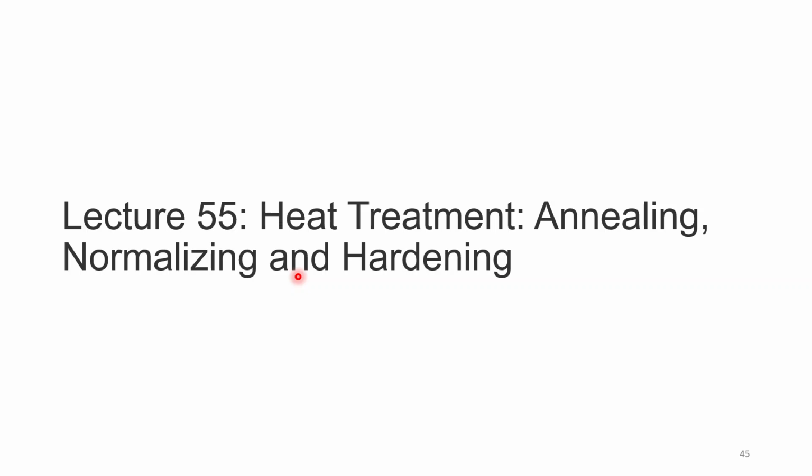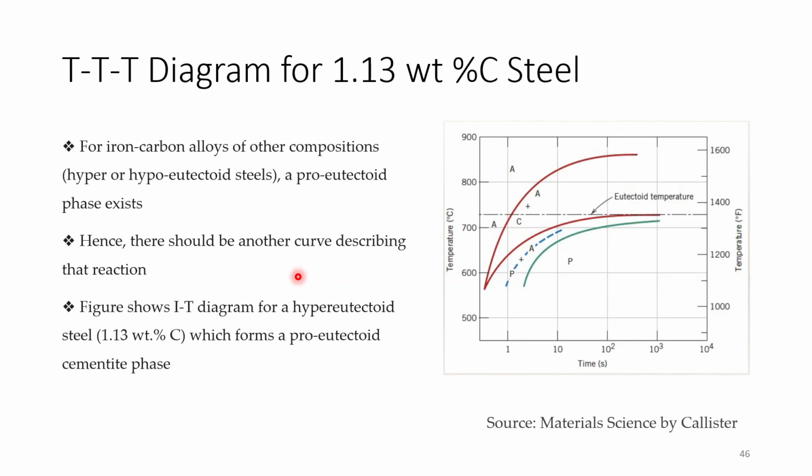Next chapter is annealing, normalizing and hardening. So first, the TTT diagram for 1.13 weight percent carbon steel. So 1.13 weight percent carbon steel will be a hypereutectoid type of steel. So it will be forming proeutectoid cementite before formation of pearlite. Okay, so for iron carbon alloys of other compositions, hyper and hypoeutectoid steels, a proeutectoid phase exists. Hence, there should be another curve describing that reaction.